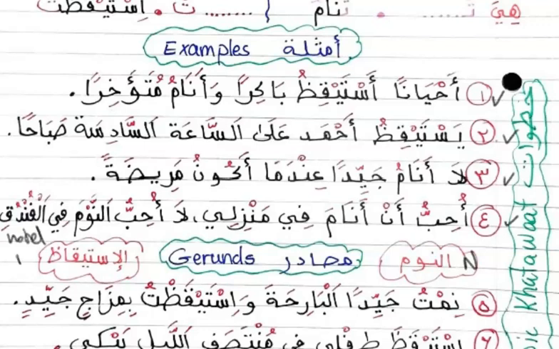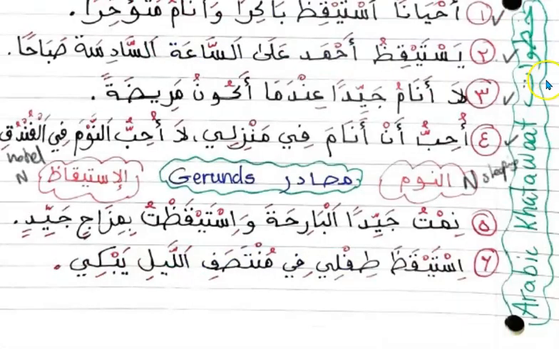So the noun or the gerund is here النوم for nama, sleeping. And then الاستيقاظ, waking up. نمت جيدا البارحة واستيقظت بمزاج جيد. استيقظ طفلي في منتصف الليل.